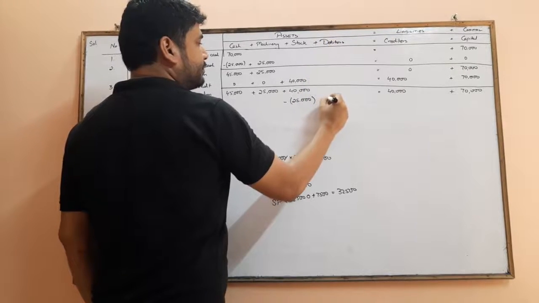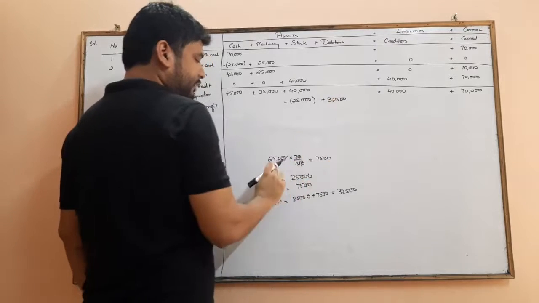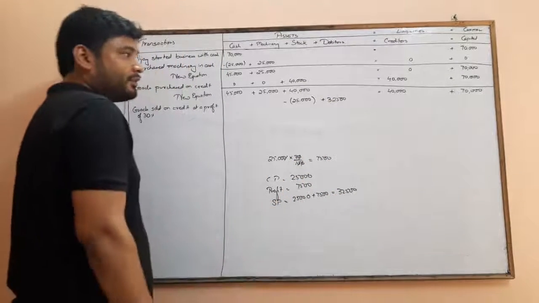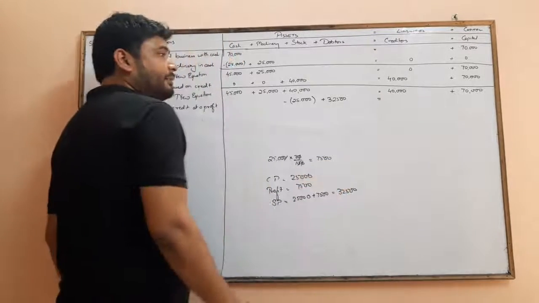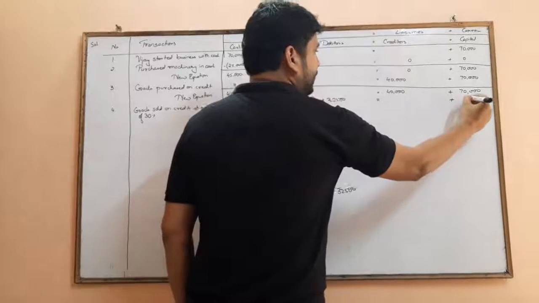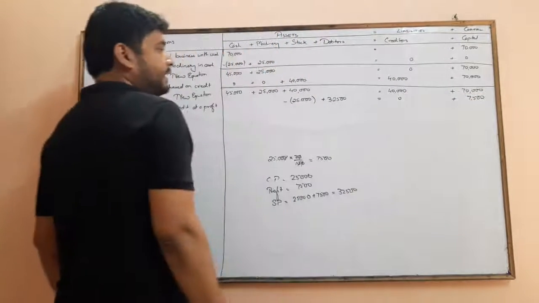So plus 32,500. Now 25,000 goods are sold for 32,500. So how much profit have I earned? 7,500. That profit will be added in the capital. I have told you in the first video where it will be added in the capital.